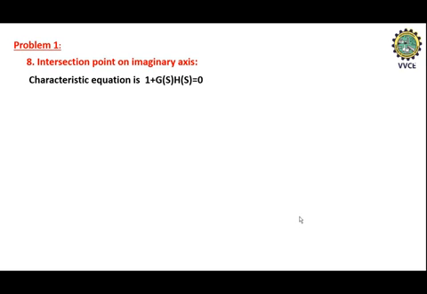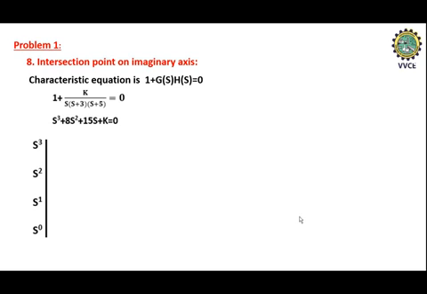How to find out this imaginary axis point? That is, first we need to find out the characteristic equation, that is 1 plus g of s into h of s equal to 0. In the previous step itself, we calculated this characteristic equation, we obtained this. Make use of the same equation and construct the routh array using this characteristic equation. Starting from s power 3 to s power 0, construct the routh array.